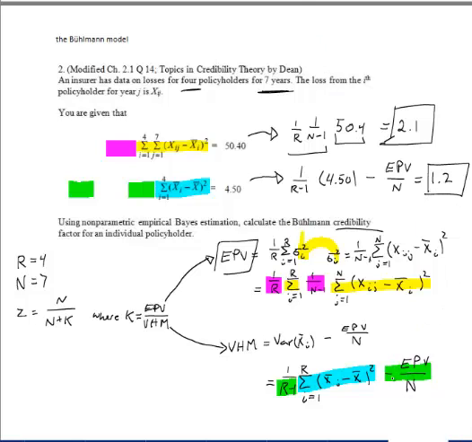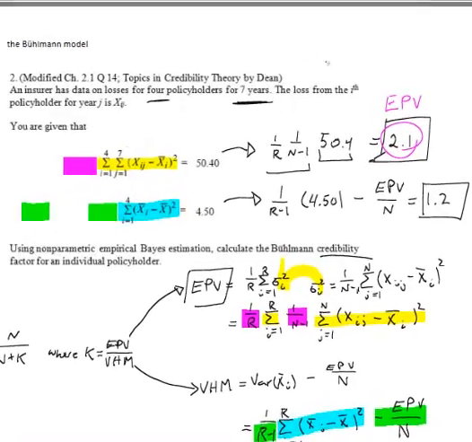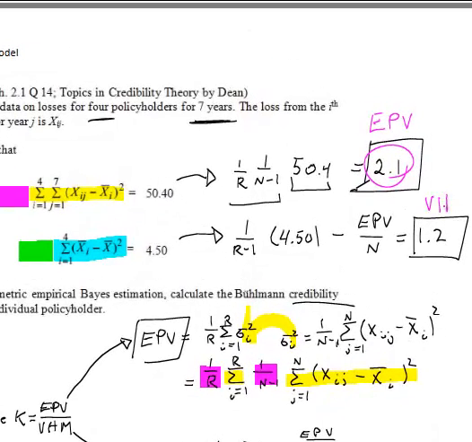So we take the green that we already know and bring it up with the blue, which was given to us, and if we perform this calculation, the R we know, the EPV we just calculated, and the N that we also know, after we plug in those numbers, we will get 1.2 for the variance of hypothetical means. I should list it up here: EPV right here, and variance of hypothetical means right here.